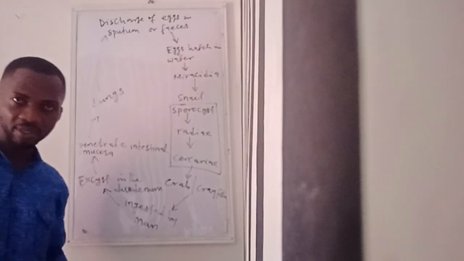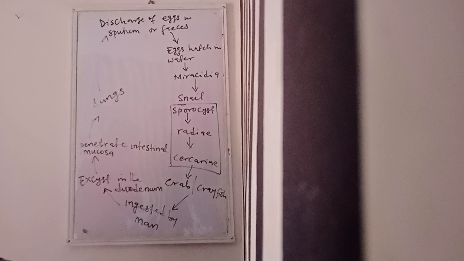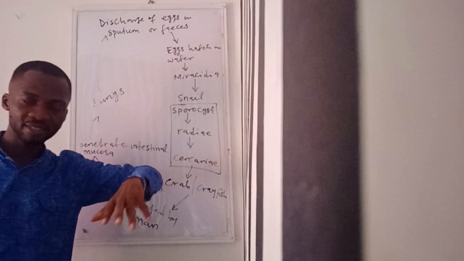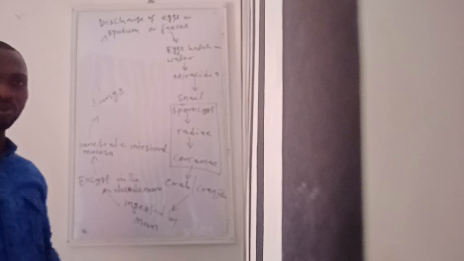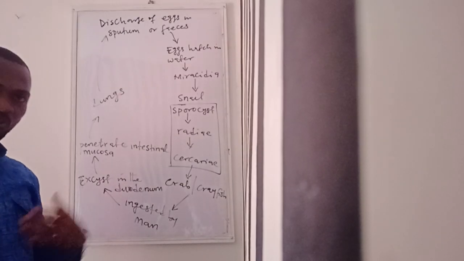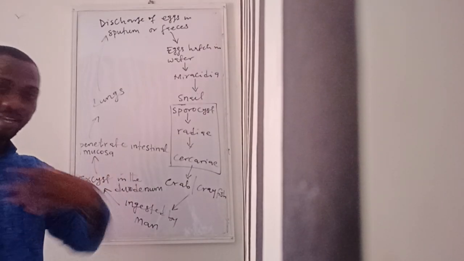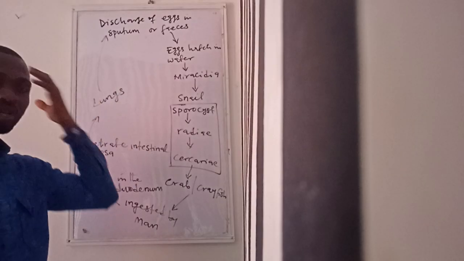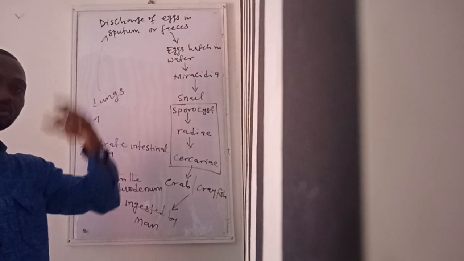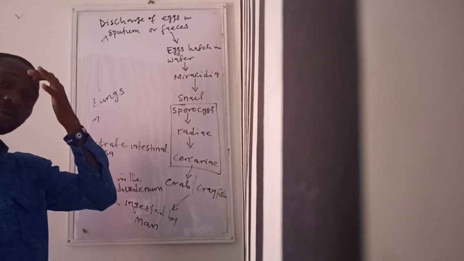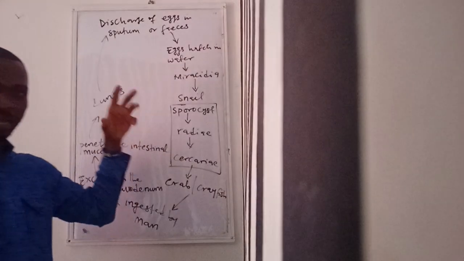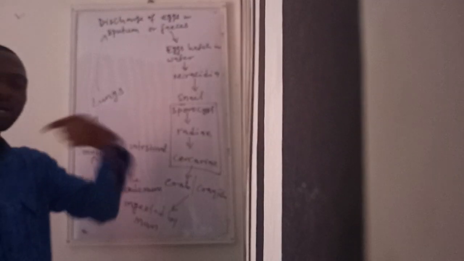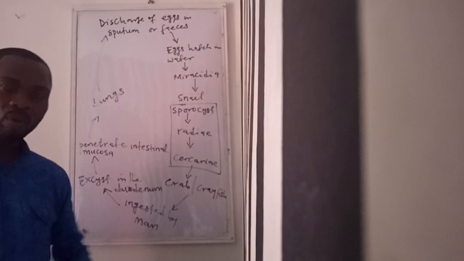So I'll go through the life cycle again. I said the life cycle begins by the discharge of eggs in the sputum or feces. These eggs can be discharged either in the sputum or in the feces. That is where it lays the eggs in the lungs, and of course, the eggs are then discharged to the sputum or to the feces. And I have explained how it lands within the feces. By the time the eggs are mixed within the feces, the individual, of course, swallows the feces.